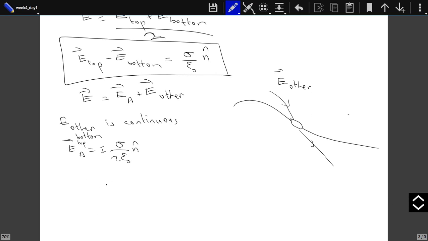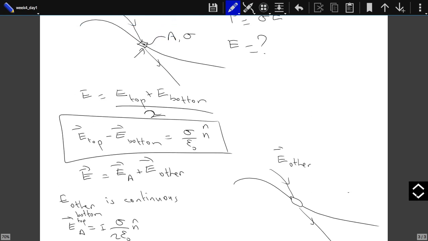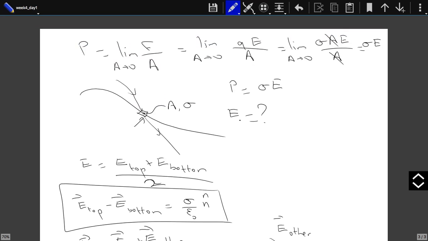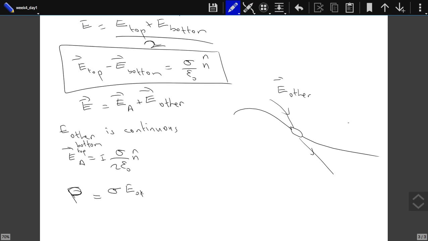Now, but the force or the pressure that we had calculated, we said that it's sigma times E. An object cannot exert a force on itself. So the E that we have in the expression of the pressure, this E over here, is actually the electric field created by all the other charges. But E other is nothing but 1/2 the electric field at the top plus the electric field at the bottom.